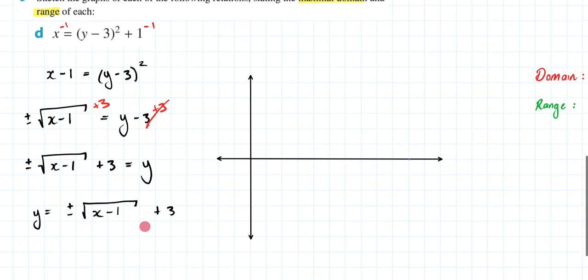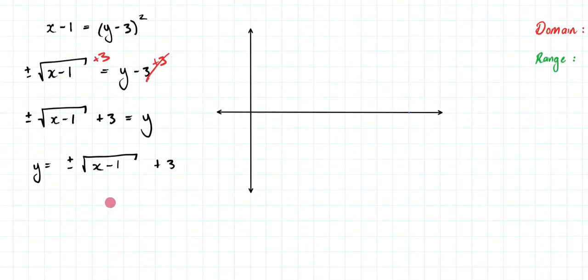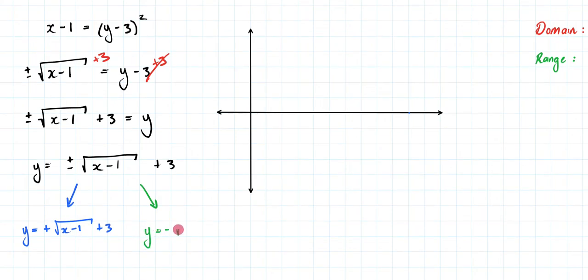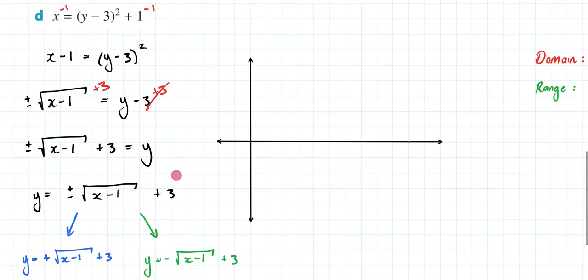Now it's important to note that this is almost like graphing two square root graphs. So I'm going to have over here y equals plus the square root of x minus 1, plus 3, and I will also have over here y equals minus the square root of x minus 1, plus 3. So let's begin by graphing y equals the square root of x minus 1, plus 3. So let me come up here and give it a sketch.